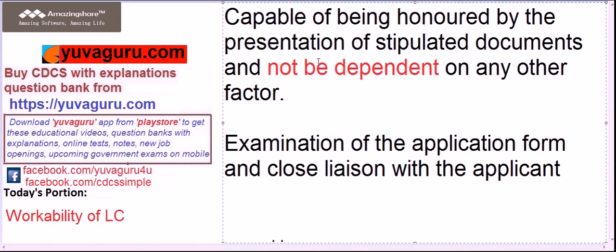Now how can this be achieved? 1. Examination of the application form and close liaison with the applicant. When the applicant gives the LC application, we must discuss in detail what all problems might arise at the initial stage itself. This will prevent 1,000 problems ahead. Remember this.